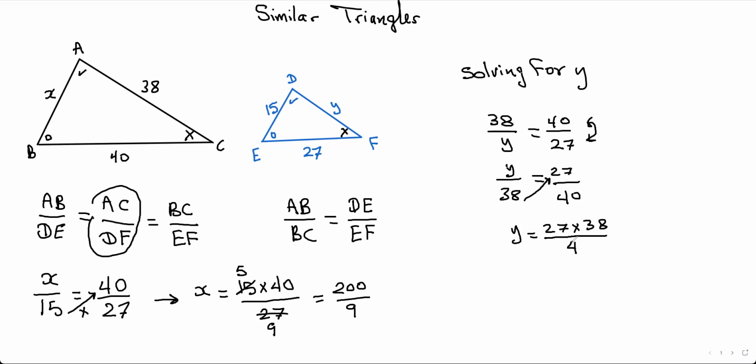over 40. 2 goes into 38 19 times and goes into 40 20 times. I think I'm just going to use the calculator on this because it's not as simple as the other one. And maybe we'll just give a decimal answer for that one. So 27 times 19 divided by 20 equals 25.65.